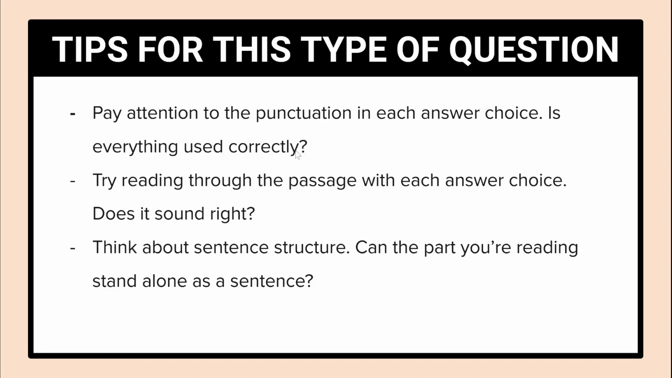The second tip that you can do to see which answer choice best fits the text is looking through it by actually filling in the blank with your answer choice. So try reading it through the passage with each answer choice, and whichever one sounds the best to you, which one doesn't sound clunky or unnatural, anything that sounds natural to you, you can probably rely on that as an answer.